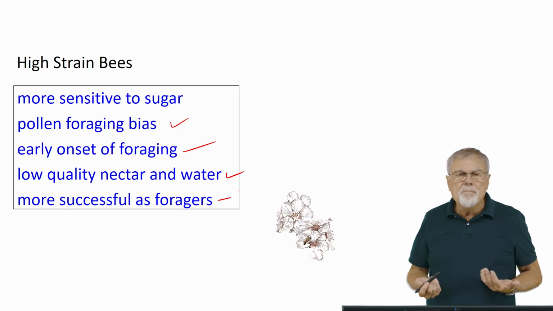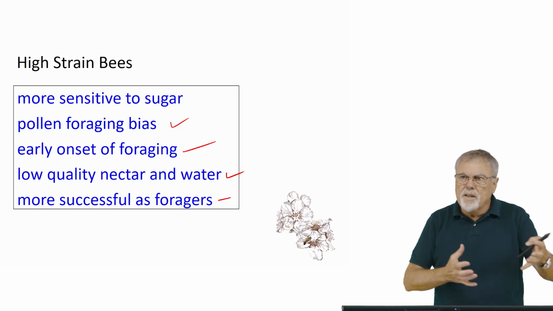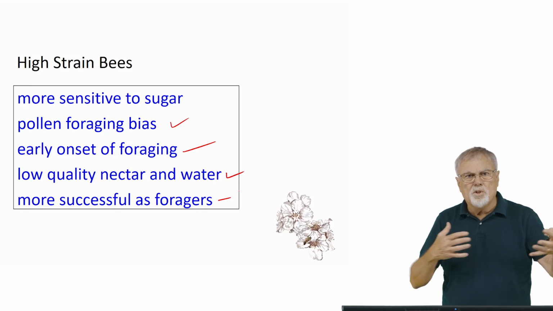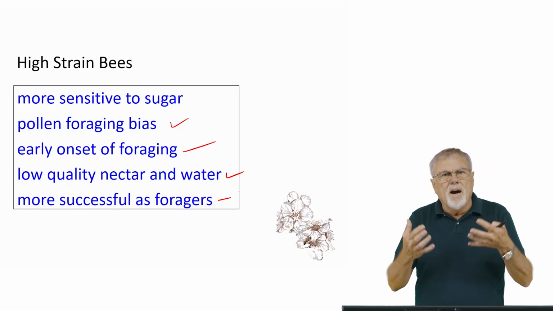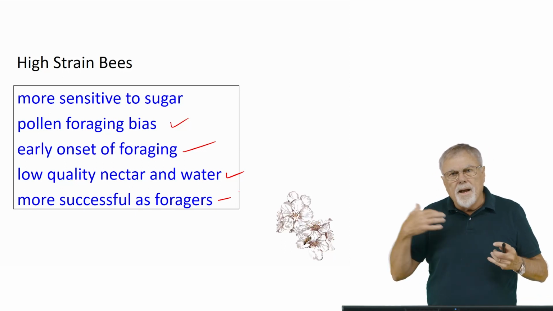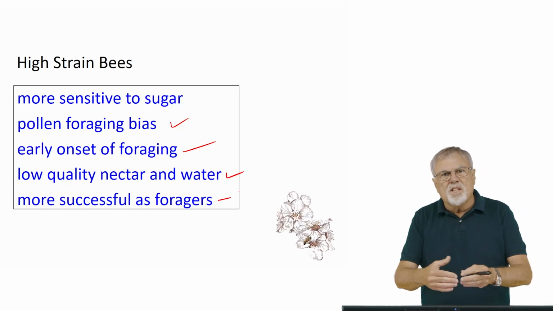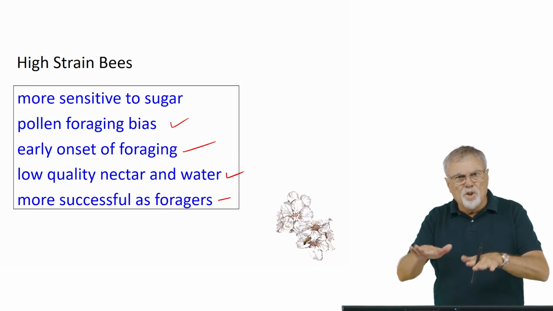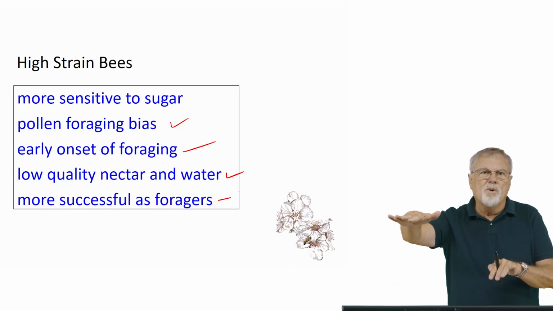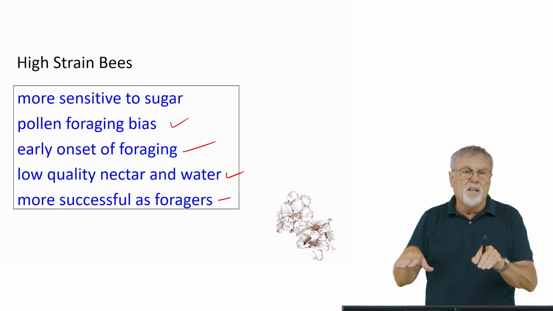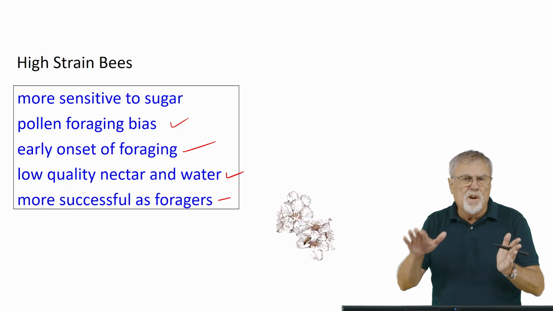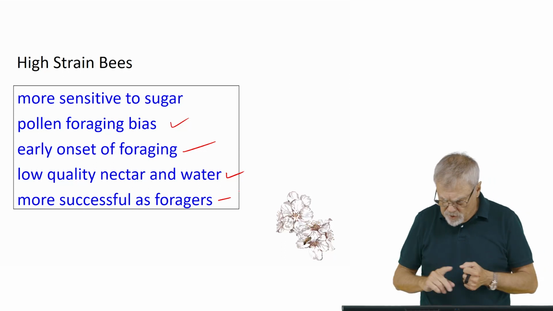Fewer of them come back empty. So when you're looking at the high-strain bees returning as foragers and the low-strain bees returning as foragers, the high-strain bees will have fewer individuals carrying no load. And I ascribe that to they're more successful because they're more accepting. They have a lower response threshold, so they'll collect nectar from the flowers that the low-strain bees would just give up on, go home, because the concentration was too low for them to really respond to.